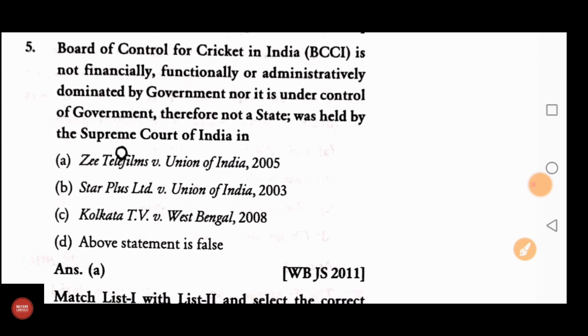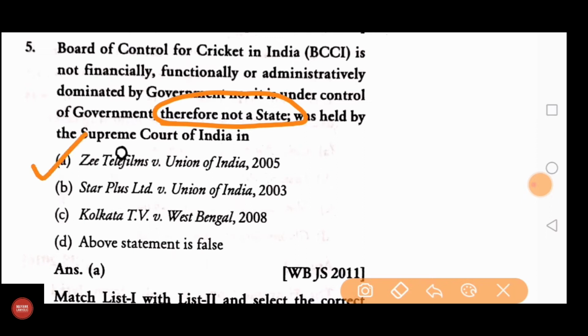Question number 5. Board of Control for Cricket in India, BCCI, is not financially, functionally or administratively dominated by government, nor is it under the control of government, therefore not a state. This was held by the Supreme Court of India in option A. Zee Telefilms versus Union of India, option B. Star Plus Limited versus Union of India, option C. Kolkata TV versus West Bengal, option D. above statement is false. But the correct answer here is option A. Zee Telefilms versus Union of India 2005.